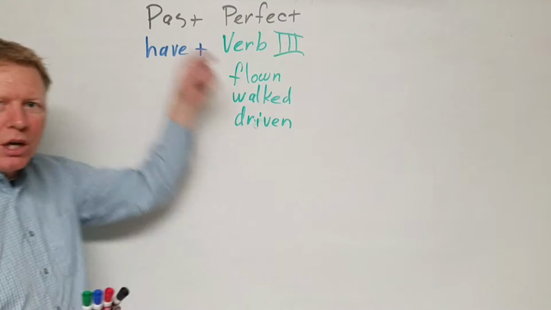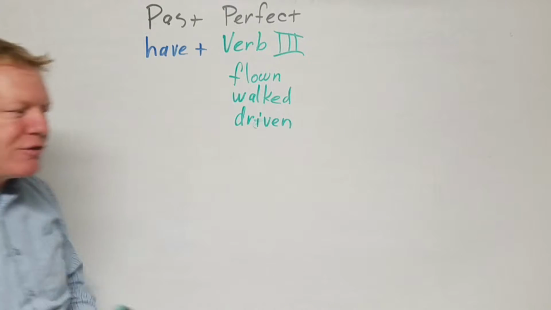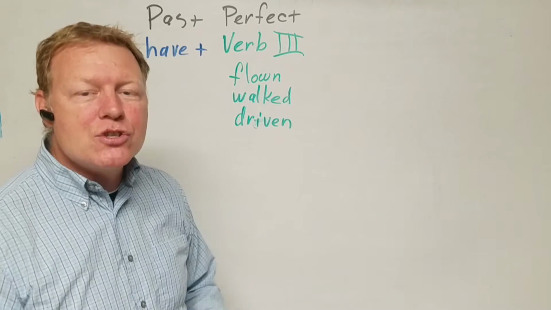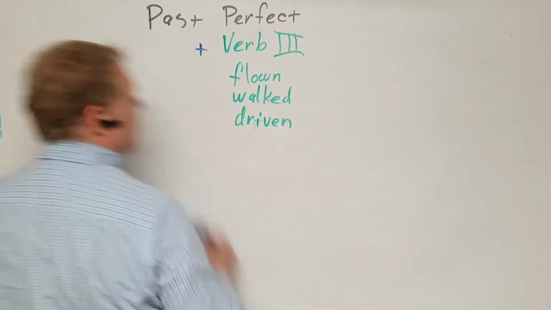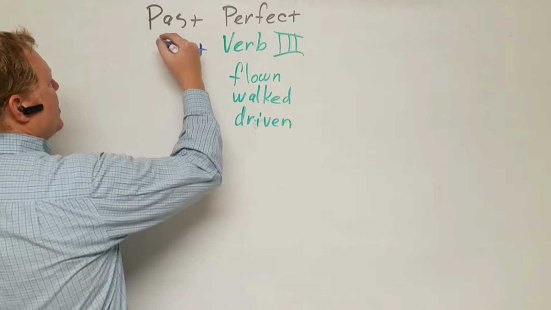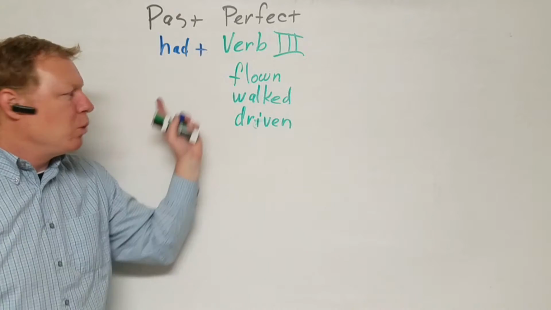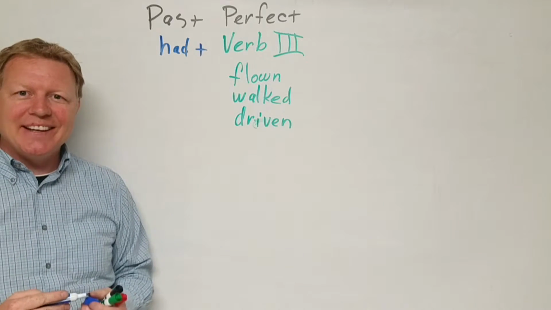But wait a minute, we're talking about a past perfect here. So let's change have to what? Today I have, yesterday I had. Perfect. So instead of I have driven, it's going to be I had flown, I had walked, I had driven. That's the past perfect. Okay.